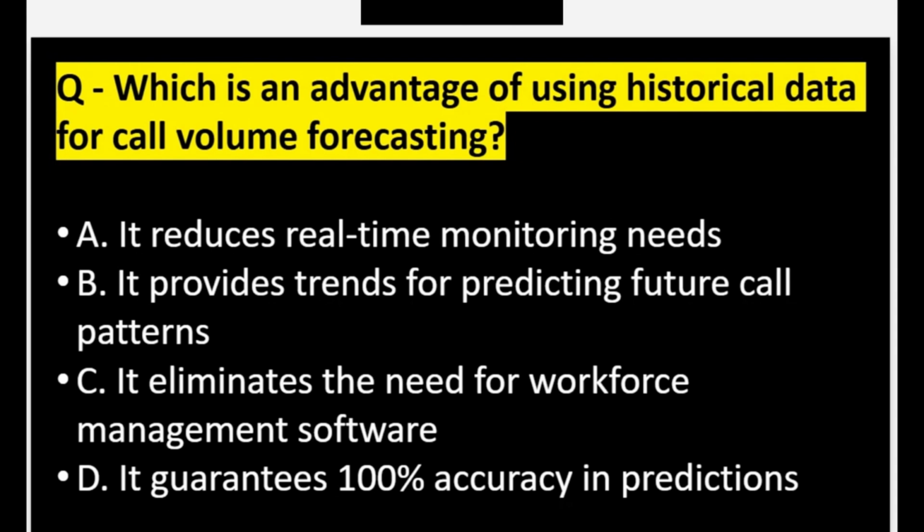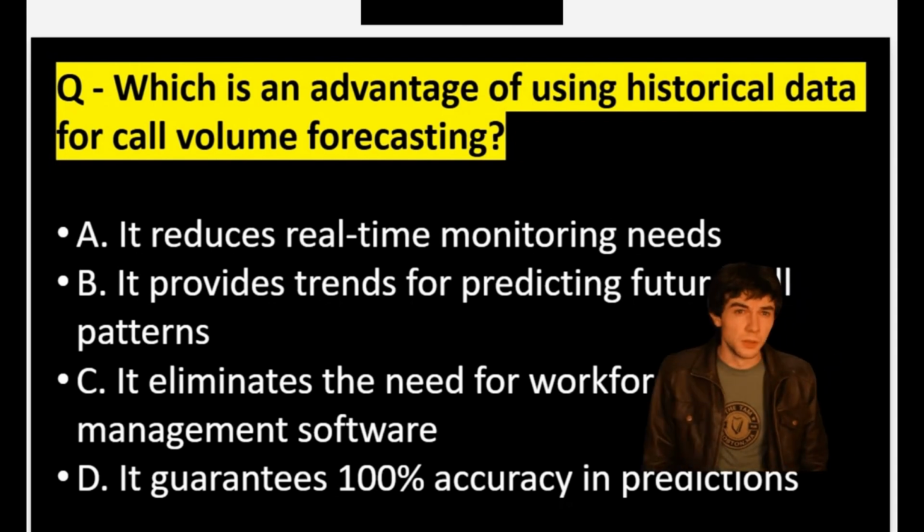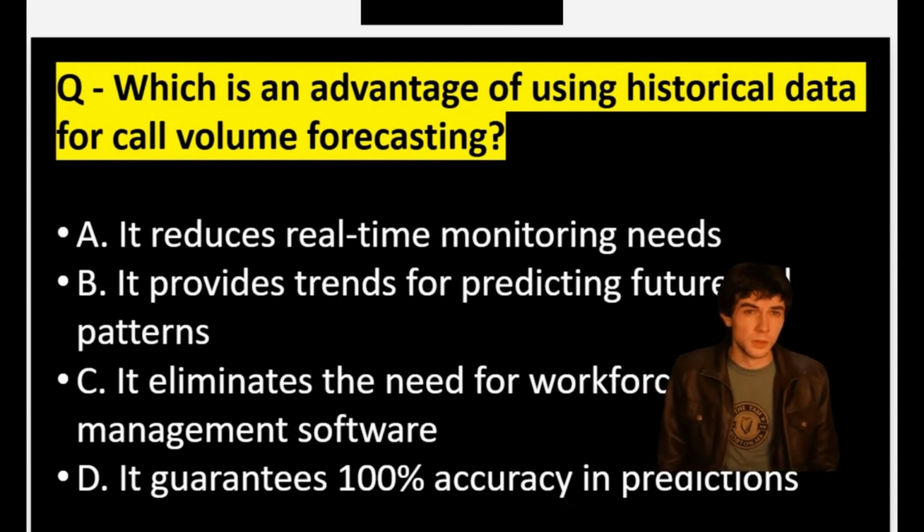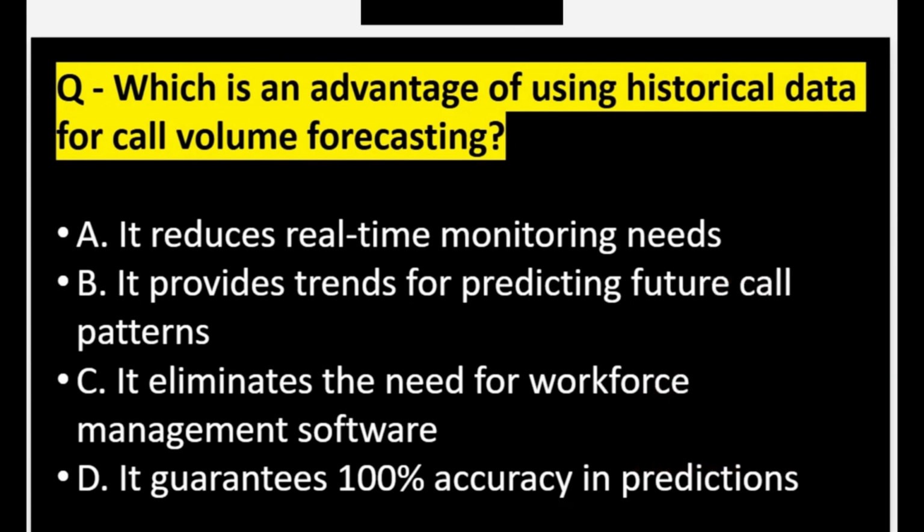Answer for this question is option number B, it provides trends for predicting future call patterns. With the help of forecasting, by analyzing the historical data, you can get to know what kind of trend we had in the past, the call fluctuations, how many calls we had in the morning, afternoon or evening. With the help of this, you can find out the call arrival pattern, and on the basis of that, you can align your resources to handle the incoming workload. What should be, or how many people do we need to have in any of the intervals.